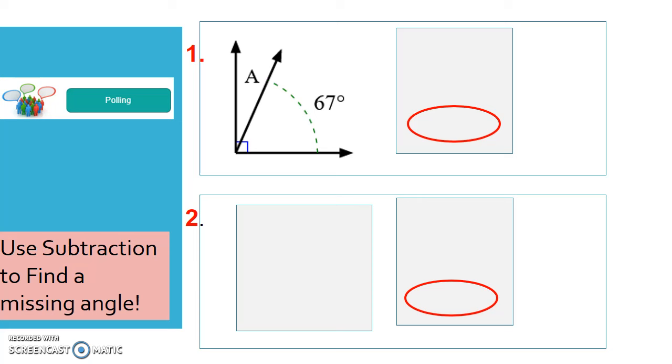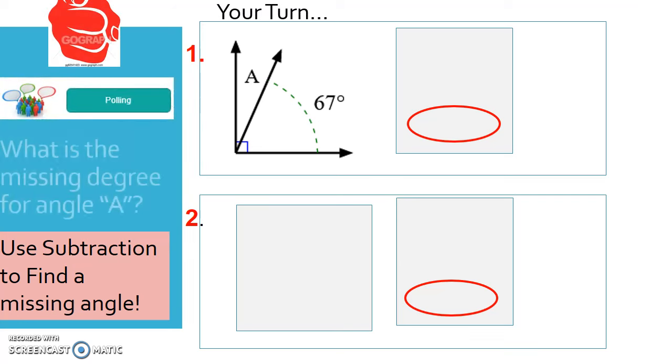Let's take a look here. Actually, it's your turn to try this. I want you to use your polling. Again, you're finding the missing angle A. Looking at number one, you have 67 degrees given to you. What is the missing piece right here, letter A? Go ahead and calculate that, please.